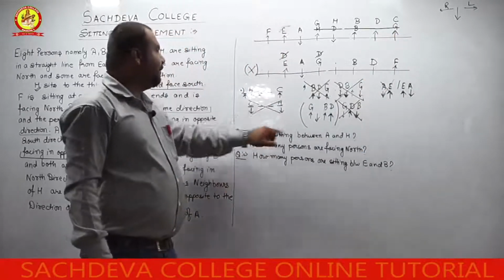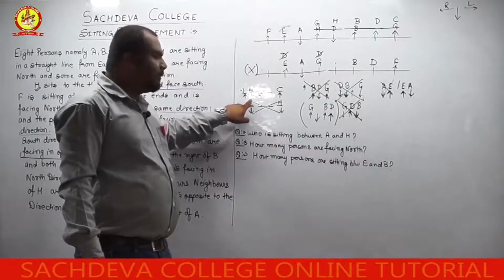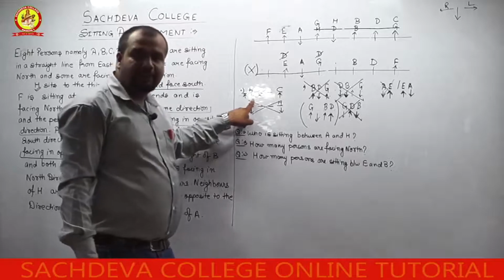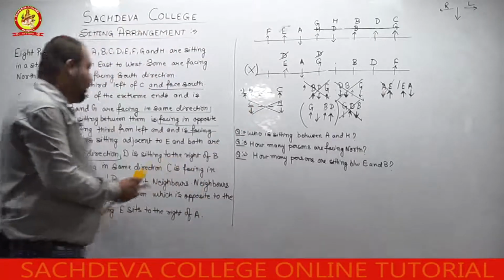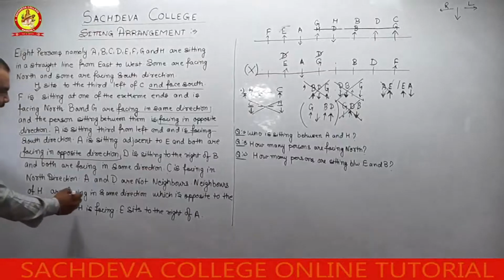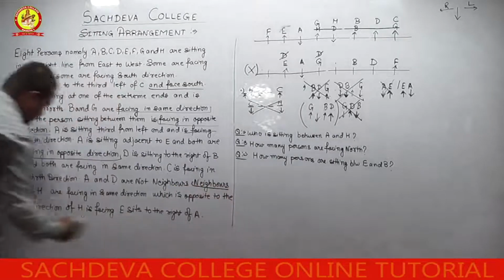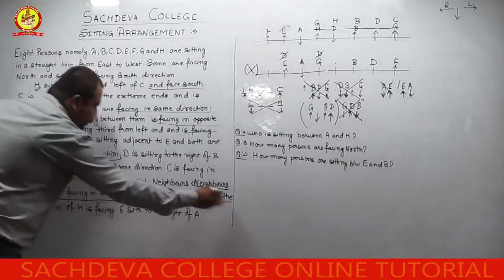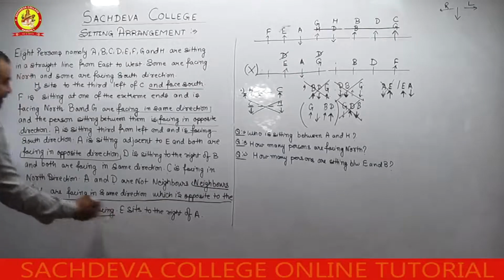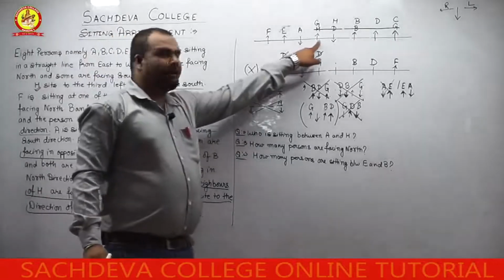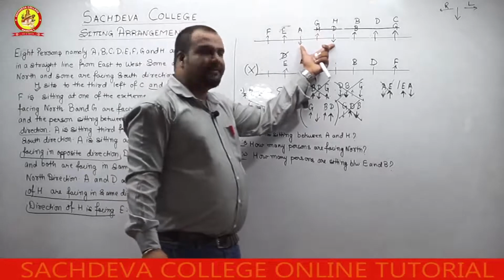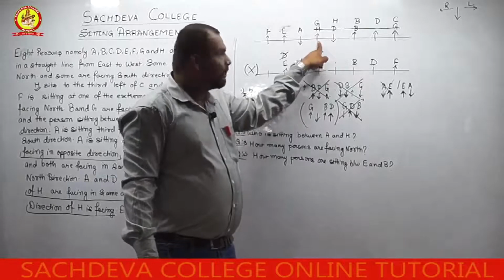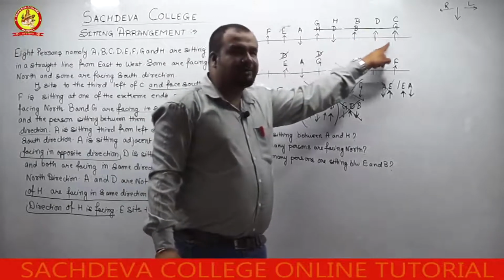Now, as soon as we get this arrangement, what should we verify? Our verification step will be that the immediate neighbors of H are facing in the same direction, which is opposite to the direction H is facing. That was mentioned in the last line of the question. H is facing in one direction and the immediate neighbors of H are in the same direction, opposite to the direction of H. So now we get the complete arrangement of the question.